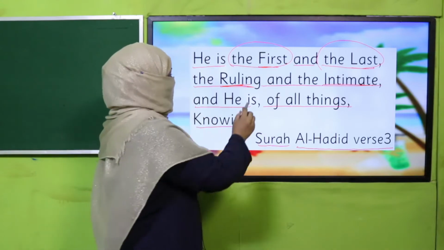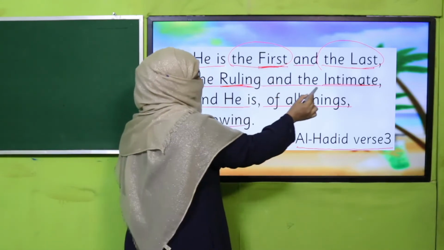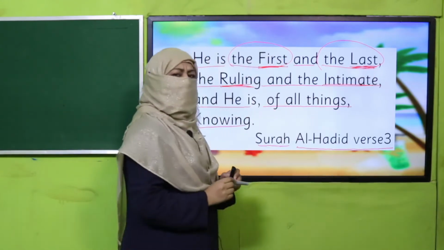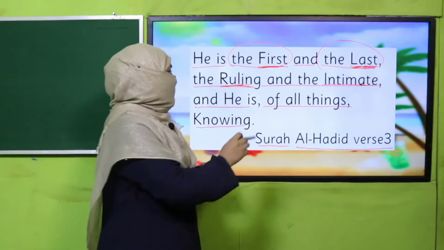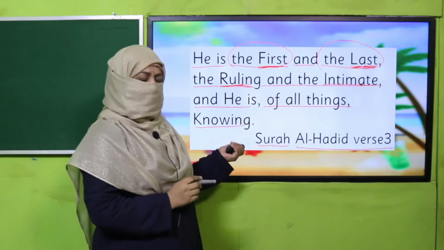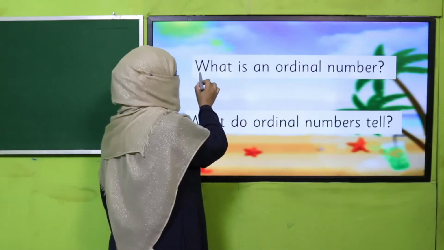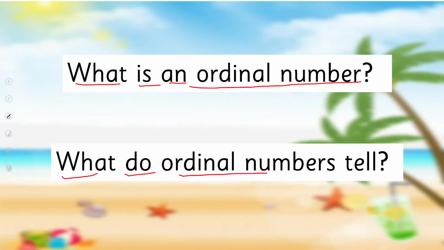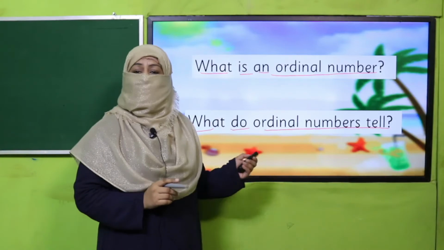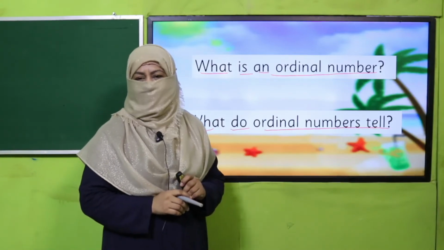Now look at these words: first, last. Do you know about these words? These are ordinal numbers. So in grade 1, I have taught you about ordinal numbers. First, you tell me what is an ordinal number and what do ordinal numbers tell. Pause the video, answer these questions to your teacher and then come back.